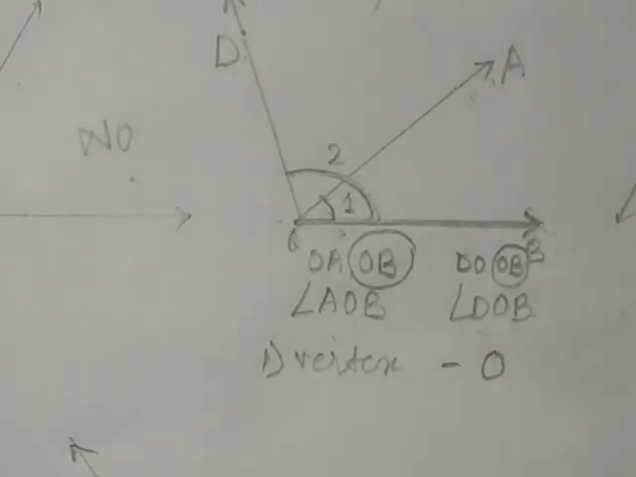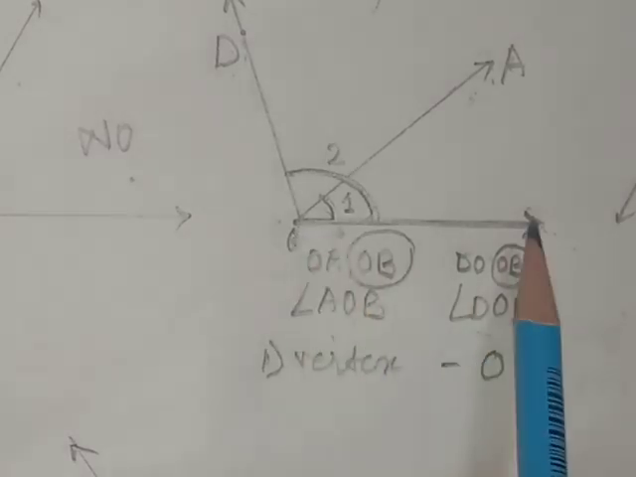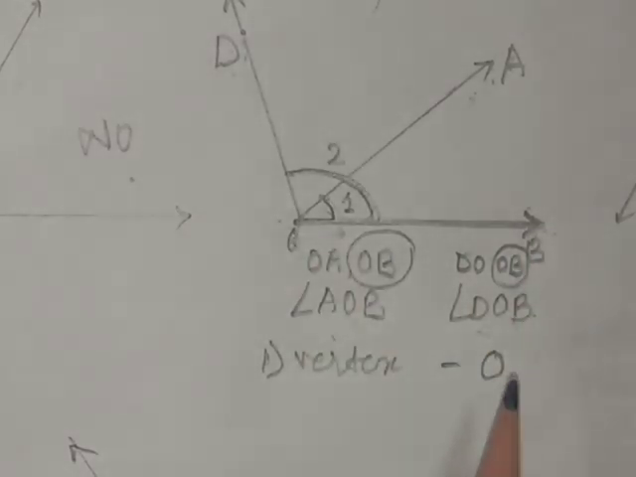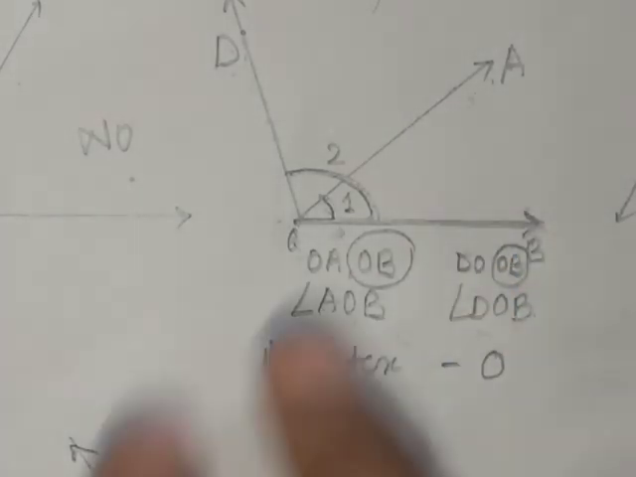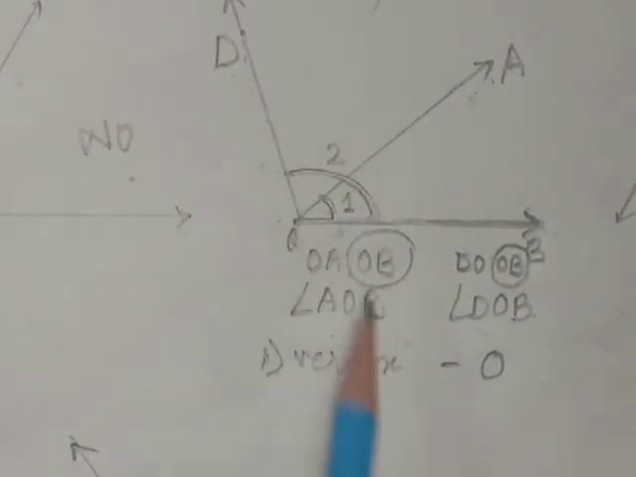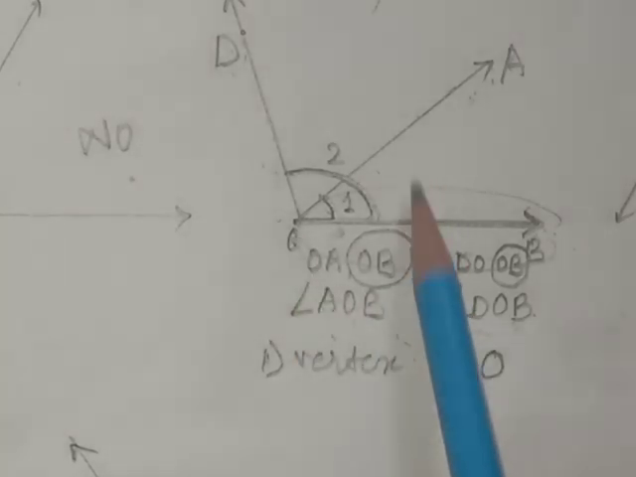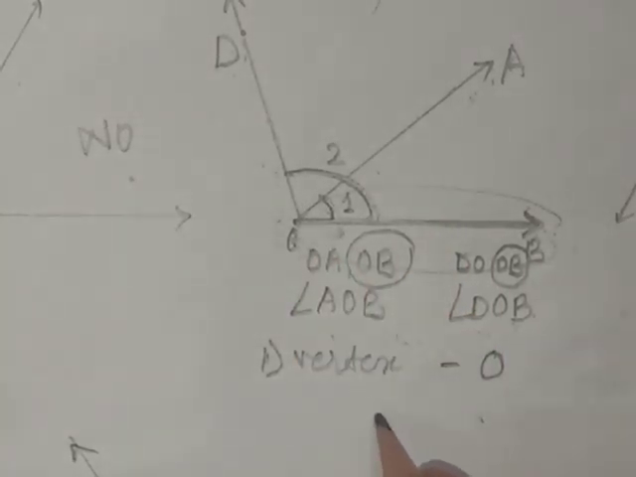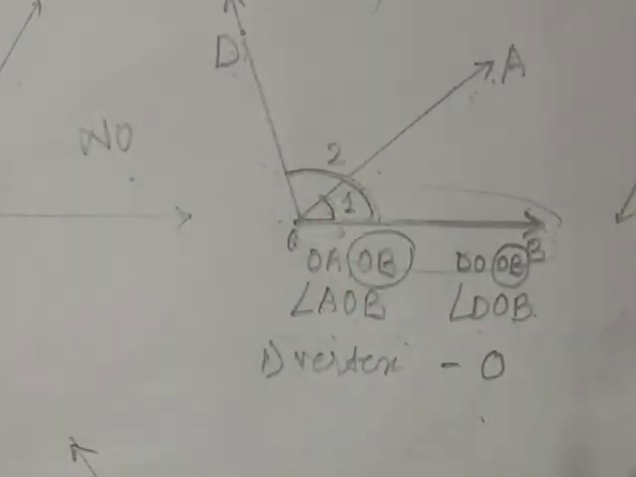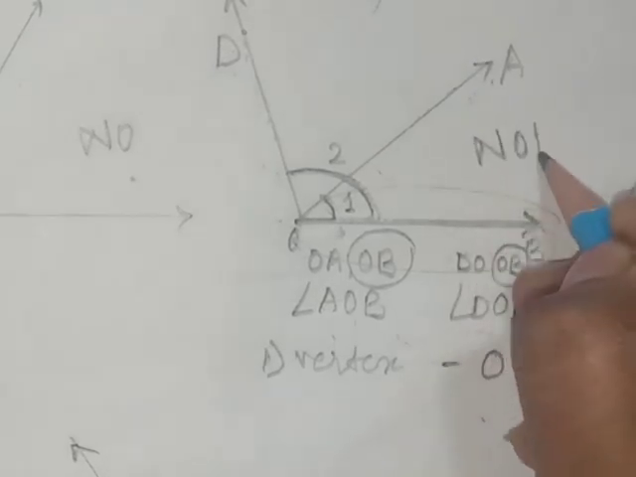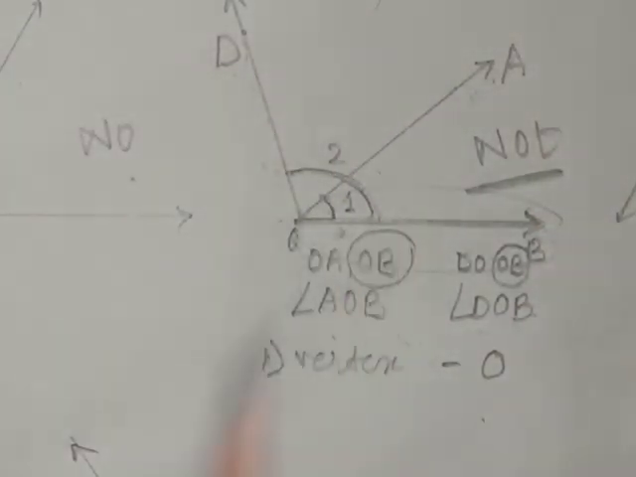And our third point is they have one common arm. But do they have non-common arms on either side? Both the non-common arms lie next to each other; they do not lie on either side. It should be on either side of the common arm. So our third point, non-common arms should be on either side of the common arm, is not fulfilled. So these angles are not adjacent, as the non-common arms do not lie on either side of the common arm.